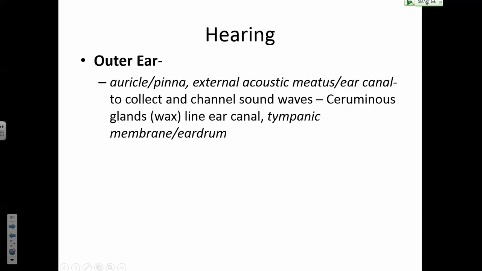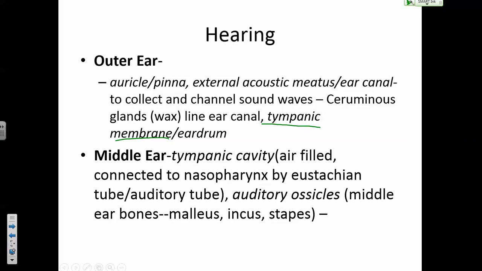That's your ear canal, so the sound waves go through that, and then it hits the tympanic membrane, which is the other name for your eardrum. You have some wax glands that line your ear canal. They're called ceruminous glands, and of course that's to trap foreign things that might be in the air that would interfere with that sound wave conduction. Okay, so that's the outer ear. We're going to look at all this more closely on a picture in a minute.